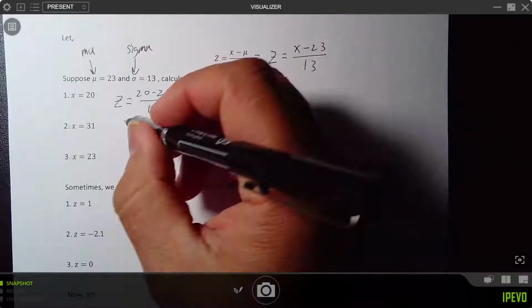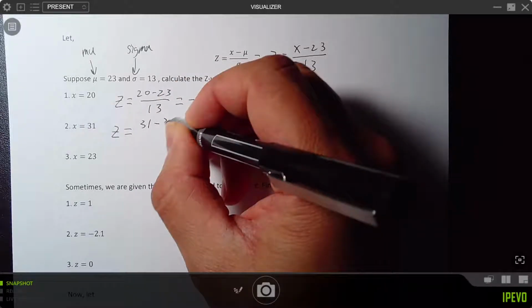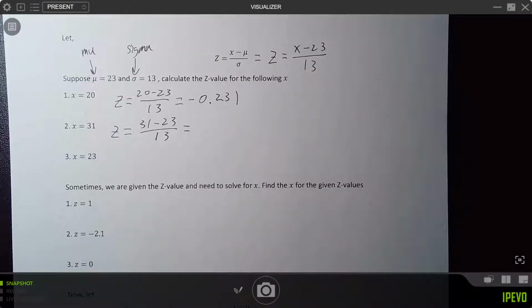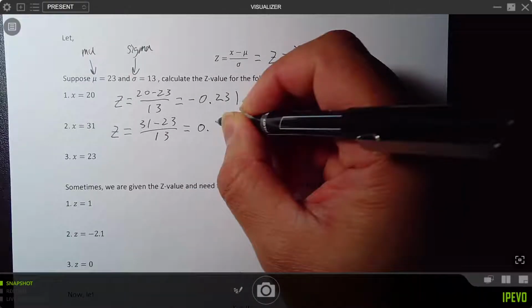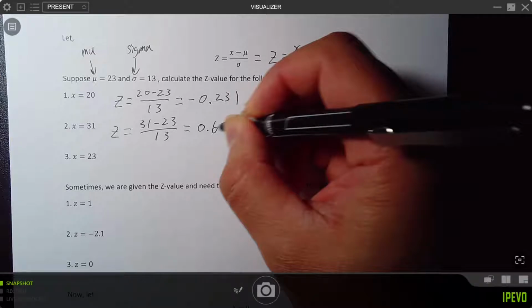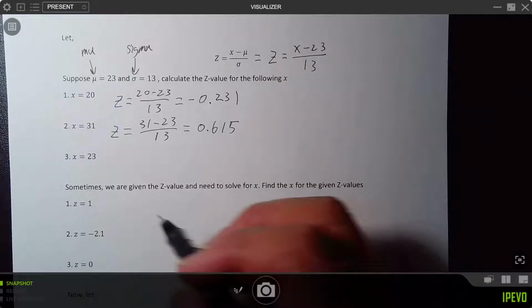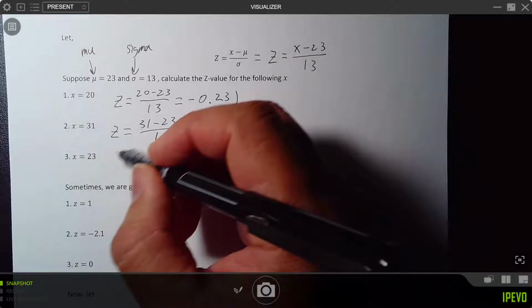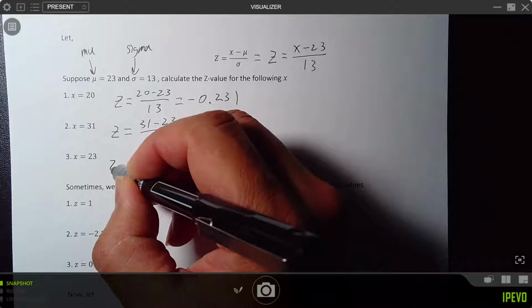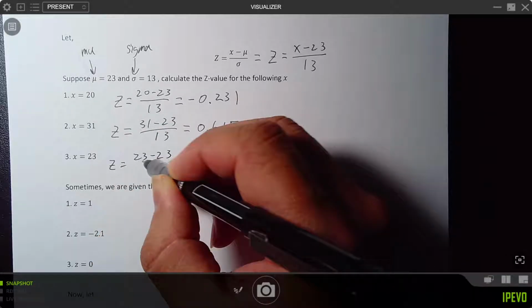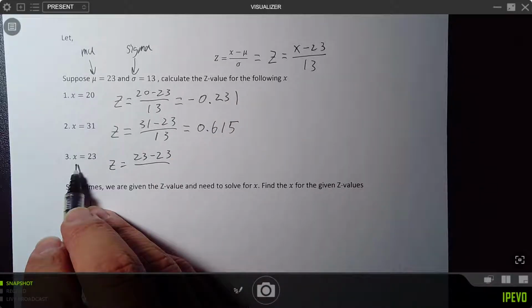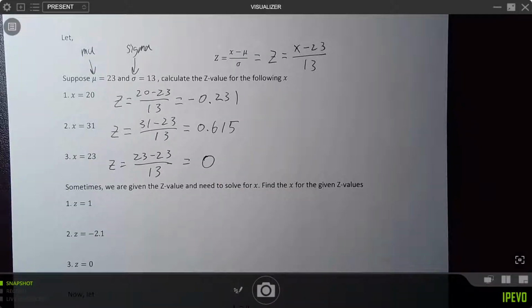Okay, we'll do one more. Z equals 31 minus 23 over 13. Put that in the calculator, and you should get 0.615. Now, what about if x is equal to mu? Let's write that down. X is 23. Mu is also 23. Then in this case, you have 23 minus 23. So as long as x is equal to mu, it doesn't matter what sigma is. It doesn't matter what is in the denominator, because the numerator is simply going to be 0. So that's simple stuff.